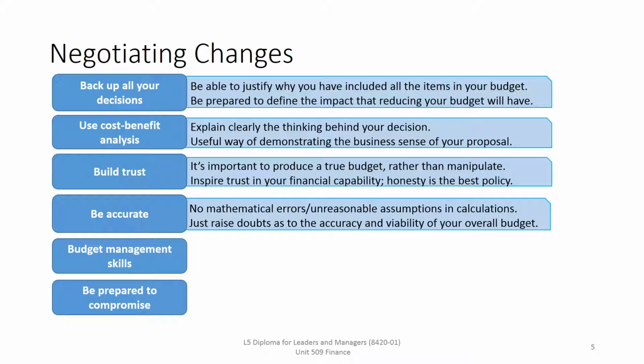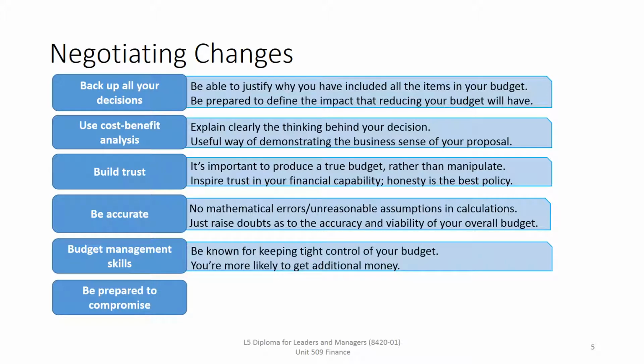Because if you have, and this is detected, it will just raise doubts in that trust and the accuracy and viability of your overall budget. And that leads to focusing on your business management or your budget management skills. If people know you're keeping a good control of your budget, regularly monitoring it and taking actions on variances, then they'll know you've got those good financial management skills that we just mentioned.